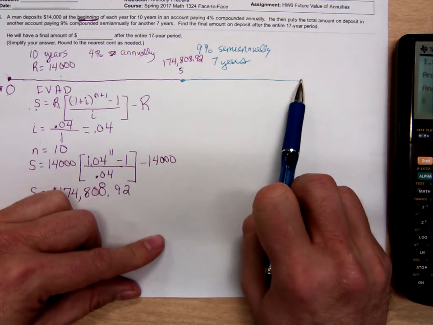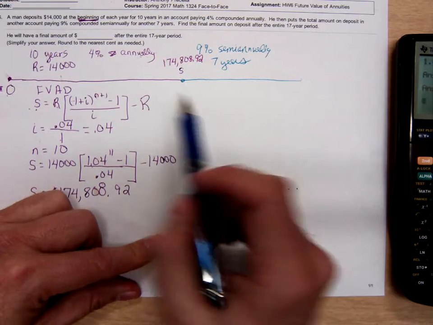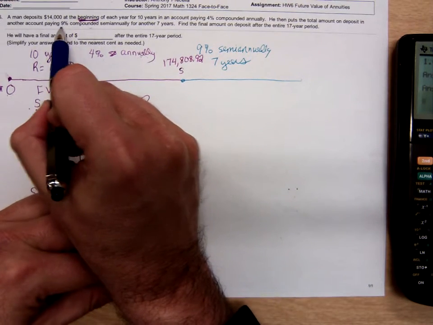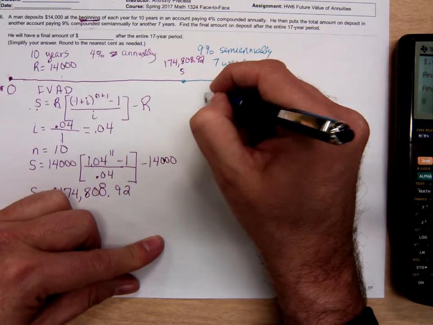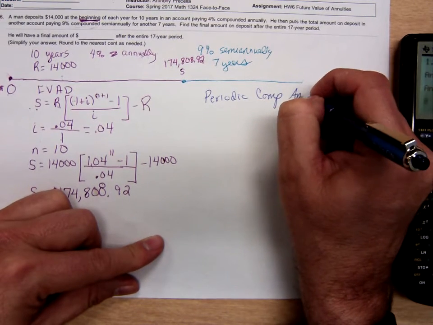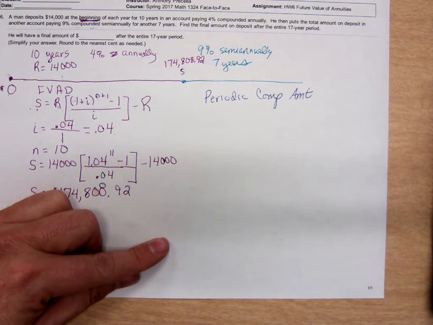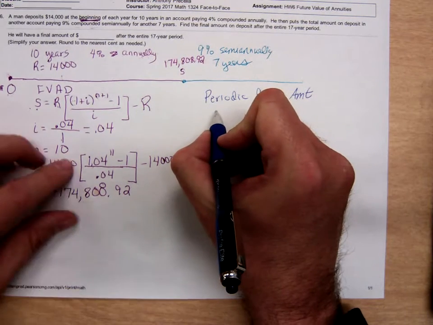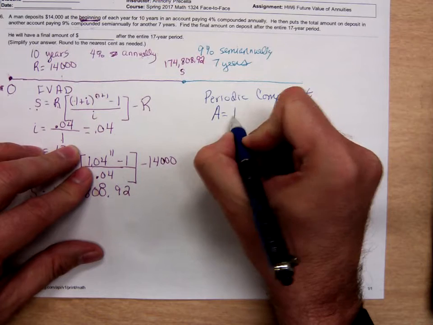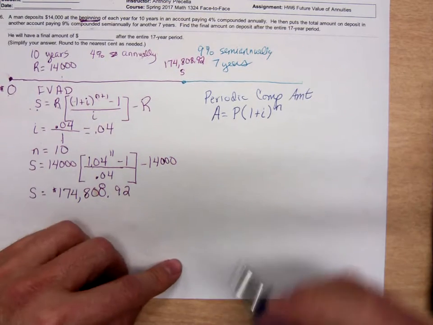Which finance formula could we use for that if it's not an annuity? Well, it's 9% compounded semi-annually. We're going to use the periodic compound amount formula. The periodic compound amount formula assumes just one deposit. Put the money in there and leave it with compound interest. And that's what we have here. So what is that periodic compound amount formula? That's the formula that was on your last test. A equals P times 1 plus I to the N.